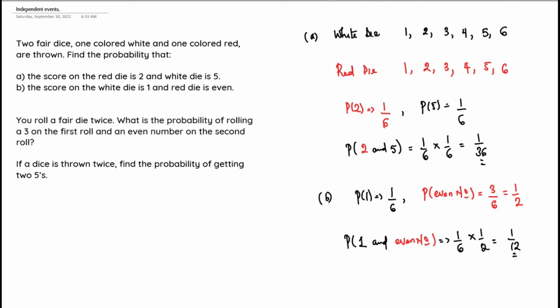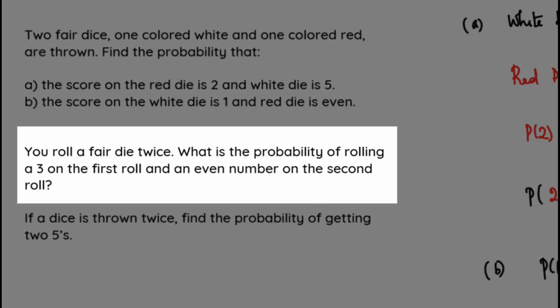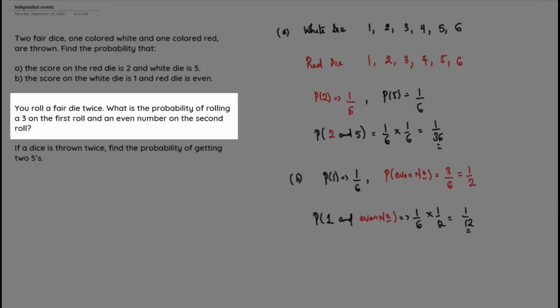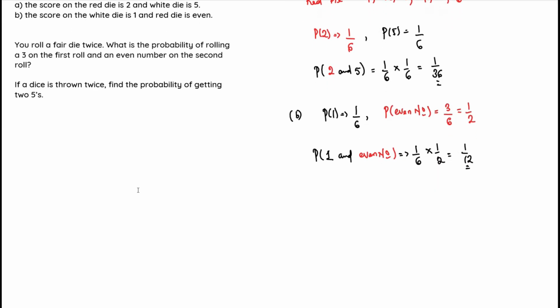So the next question is question 2, and it says that you roll a fair die twice. What is the probability of rolling a 3 on the first roll and an even number on the second roll? So let's take this upwards a bit. What is the probability of rolling a 3 on the first roll and an even number on the second roll?